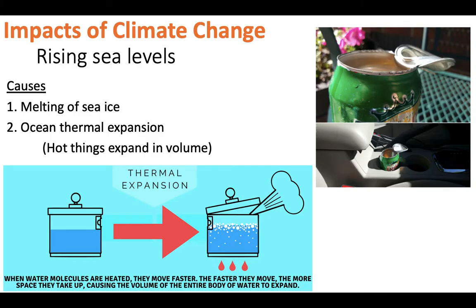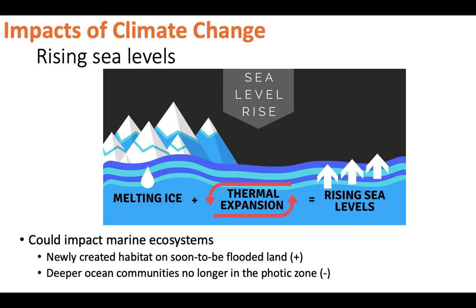Additionally, as the ice melts, that's going to put more water into the ocean, which is going to cause the sea level to rise. Another cause of rising sea levels is ocean thermal expansion. When you have a liquid that gets hot, it's going to expand in volume. If you leave a soda can in your car and it gets hot in there, the can will explode. And it's the same idea if you boil water. As the water turns to a gas, it will expand in size, which is why the lid can bounce off. Right? So those two things, the melting of the sea ice and ocean thermal expansion, are leading to sea level rise, which is dangerous for a lot of reasons.